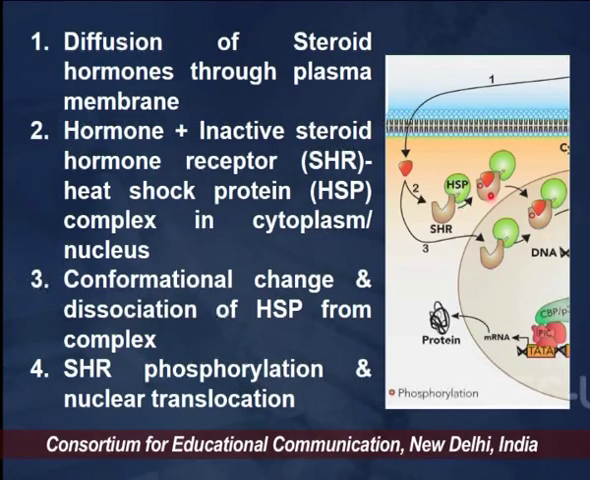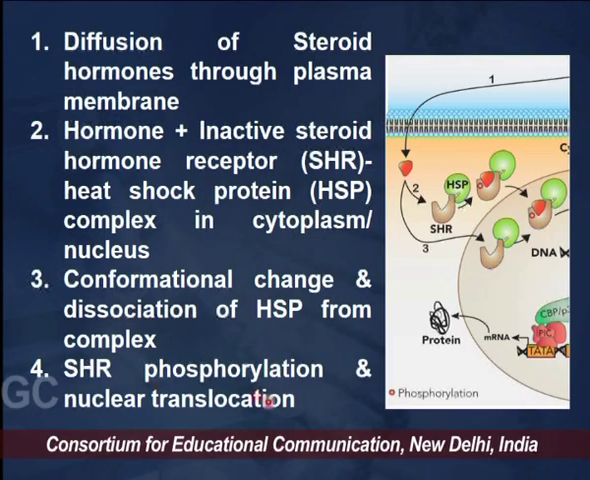Now upon binding with the receptor, there will be a conformational change, because of which this heat shock protein, shown by the green color, will get dissociated, you see. So whenever the hormone comes, it will bind to its receptor, leading to a conformational change, and then there will be dissociation of the heat shock protein. Now what will happen next?